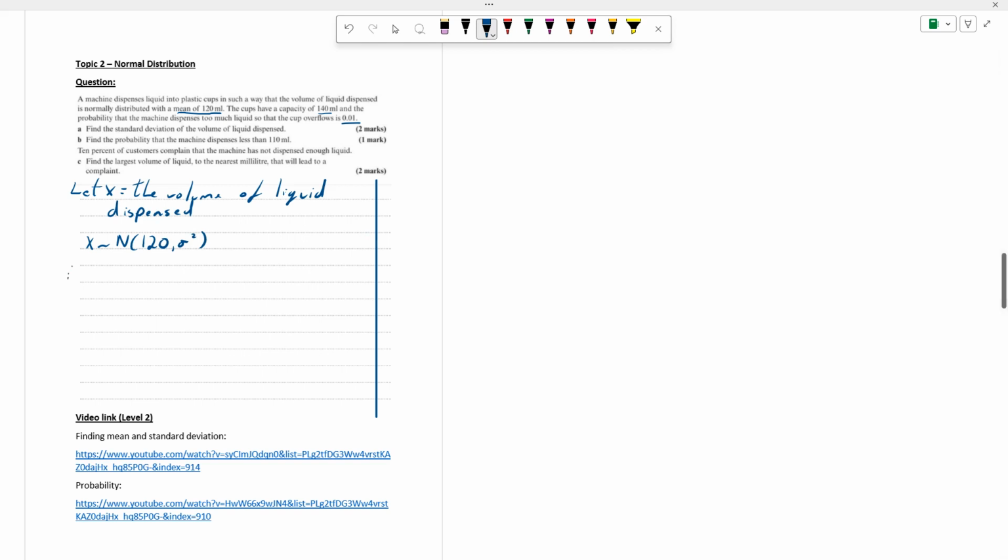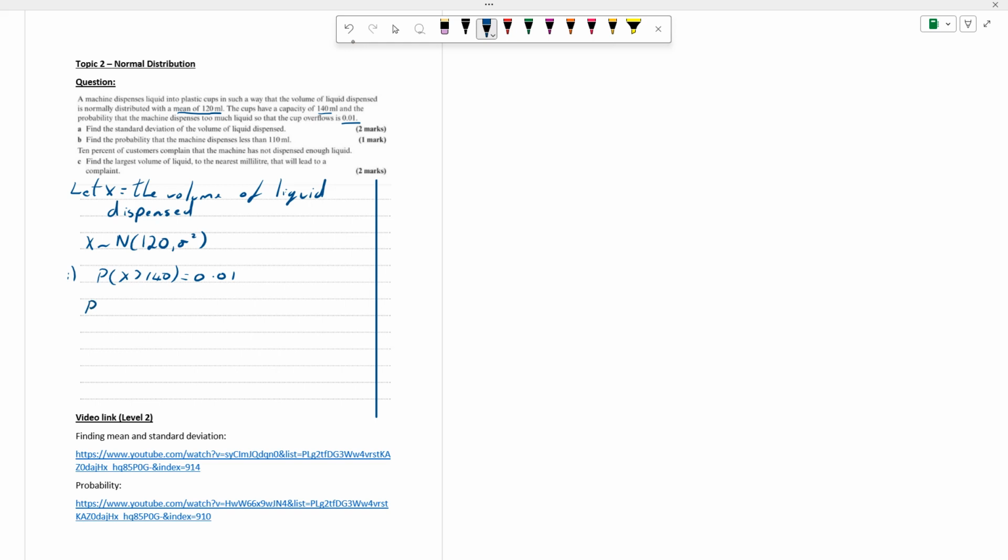So for part one, I've defined that, so I need the probability. They've told me that the probability that it dispenses too much is 0.01. So I know some sort of probability is 0.01. Now I know the maximum is 140, so if it dispenses too much, it dispenses more than 140. And I'm going to use Z tables.